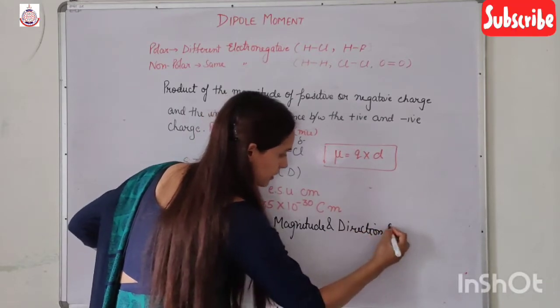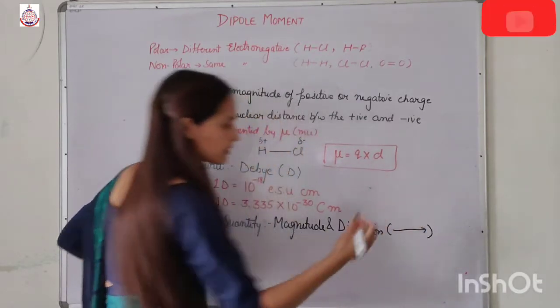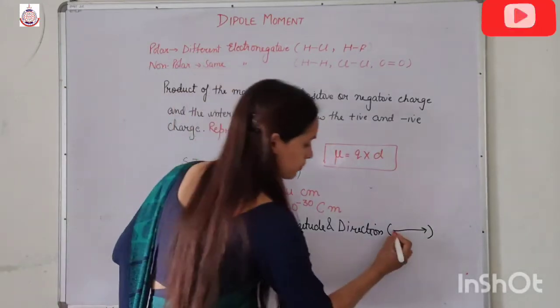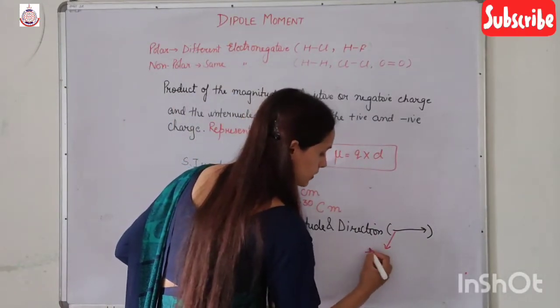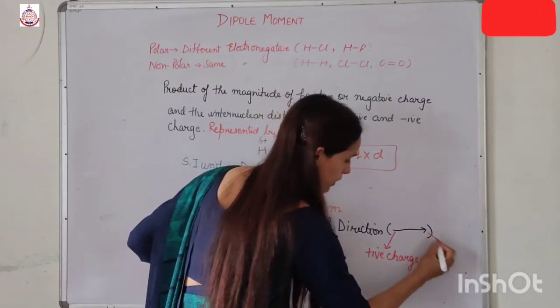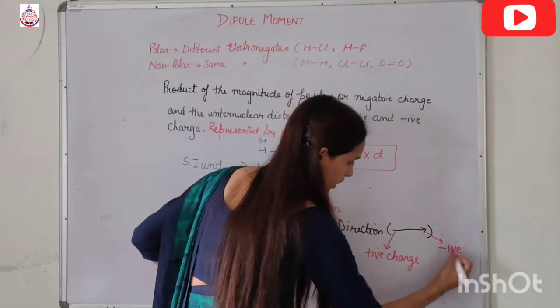And it is represented by an arrow, where the tail is pointed towards the positive charge and the head is pointed towards the negative charge.